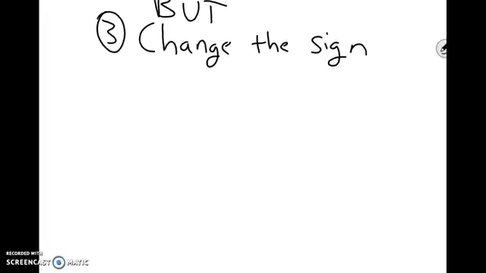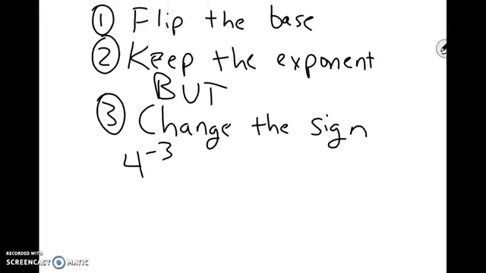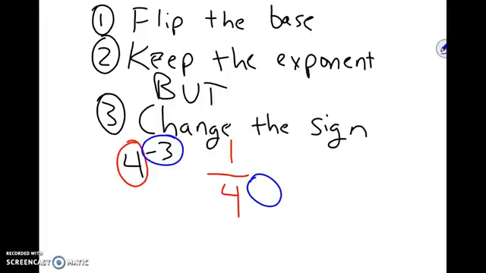So if we think of it like that, flip, keep, but change. So how about let's look at something like 4 to the -3rd power. Let's follow our little plan here. We're going to flip the base. The base we know is 4, so we're going to flip that. That will become 1/4. We're going to keep the exponent. The exponent is -3, so we're going to keep that, but we're going to change the sign. -3 will become +3. So my final answer is 1/4 to the 3rd power.